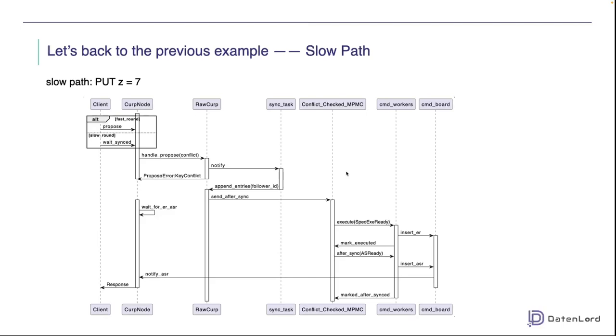After the client sends another request to the CURP node, the CURP node also forwards the request to RawCurp. However, since put z 7 conflicts with the preceding put z 5, RawCurp submits the command to the sync task and returns a key conflict error to the CURP node. The sync task wraps this command into a log entry and sends append entries requests to other followers within the cluster. Once all nodes have stored this log entry, the CURP server applies it. During the log application process, the command is sent to the channel and executed by command walkers in the execute and after sync stage. Only after this stage is complete does the CURP node receive the notification to send an OK response to the client.